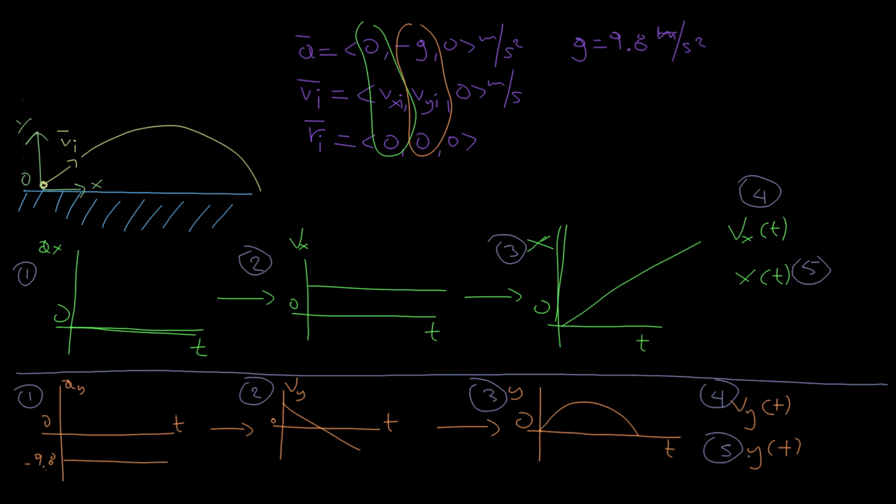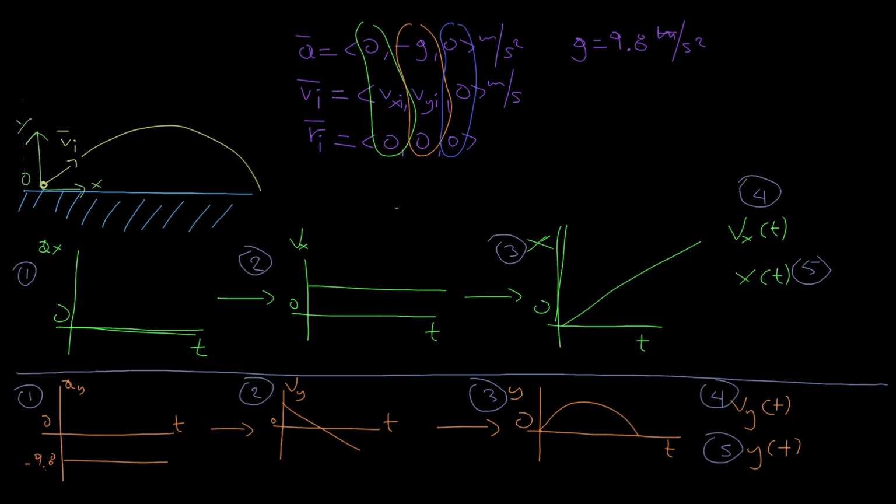So once we're done with this, we have four equations, and this is all we need to predict the motion in this case. We don't have to do anything in the z direction because all of these quantities are 0. So this is a two-dimensional problem.